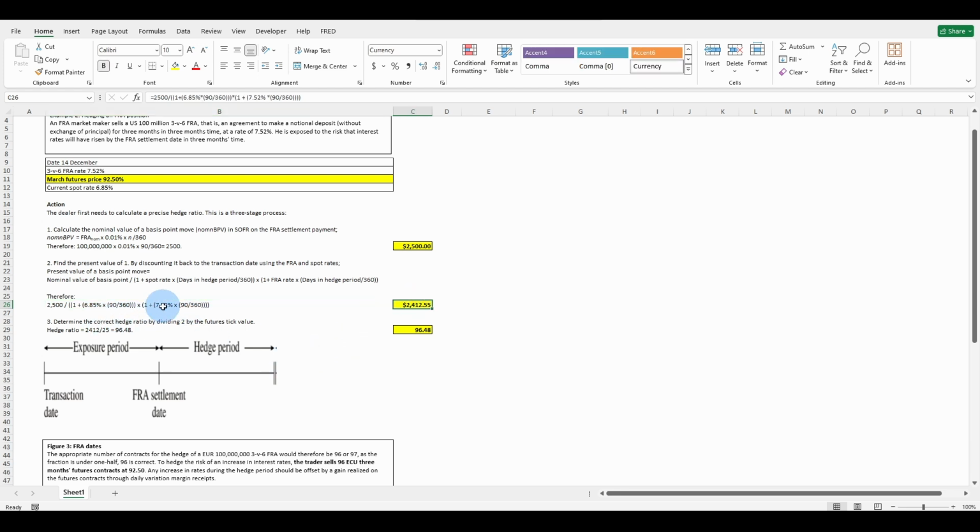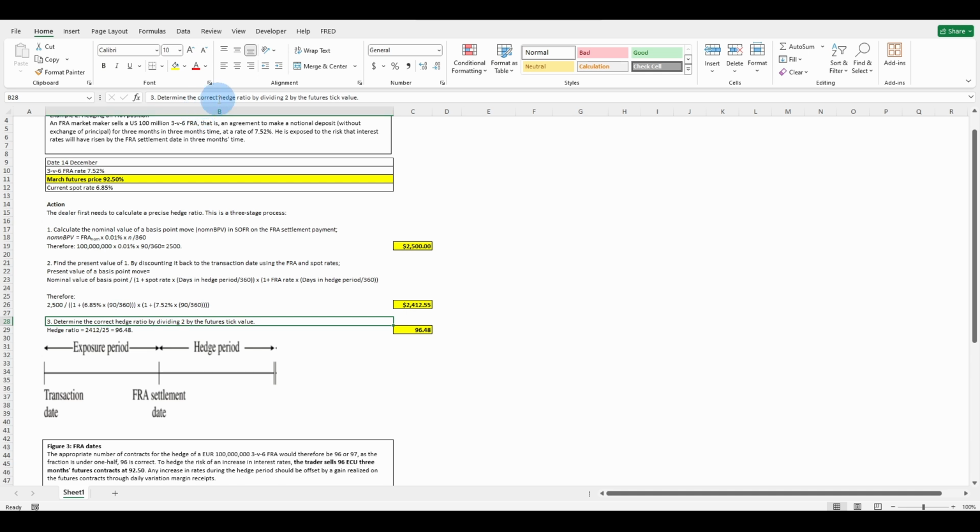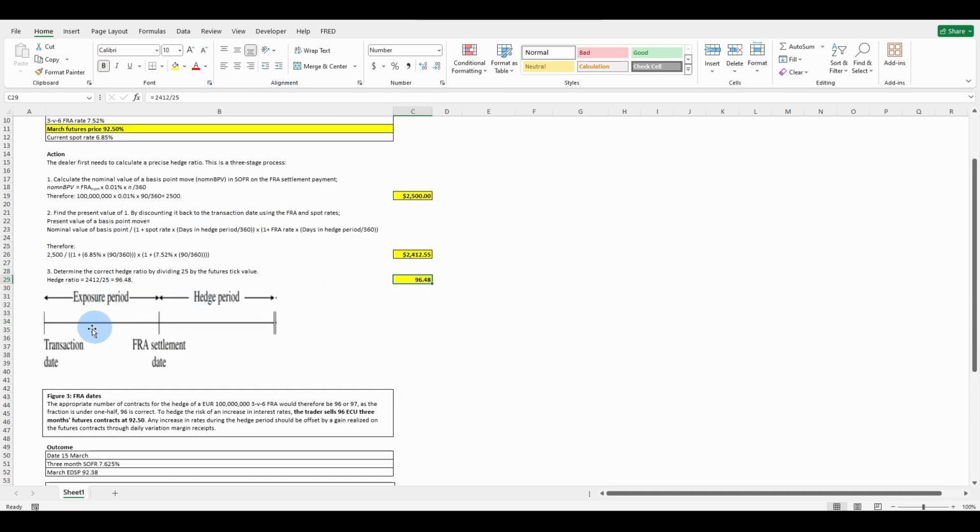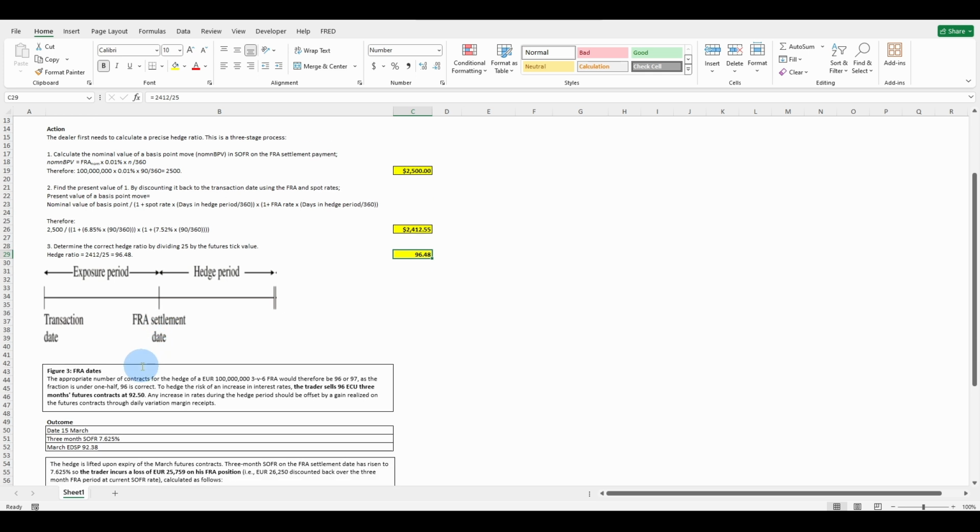Third, determine the correct hedge ratio by dividing this by the futures tick value. Hedge ratio equals 24.12 divided by 25 equals 96.48. I think this should say calculate the hedge ratio by dividing by the futures tick value of 25. And we have 96: exposure period, hedge period, transaction, FRA settlement.